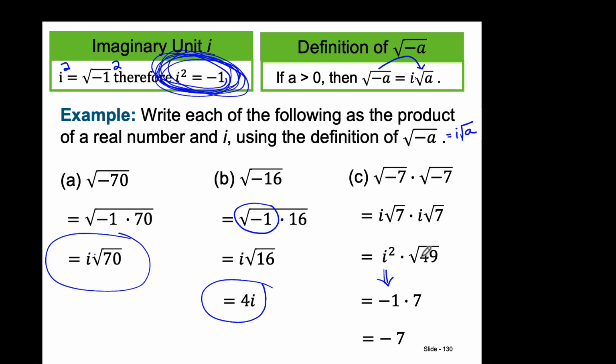So a lot of steps here, basically to show the development of this, but you will probably get comfortable with just going radical -7 times radical -7 is -7. Just like radical 3 times radical 3 is radical 9, which becomes 3.